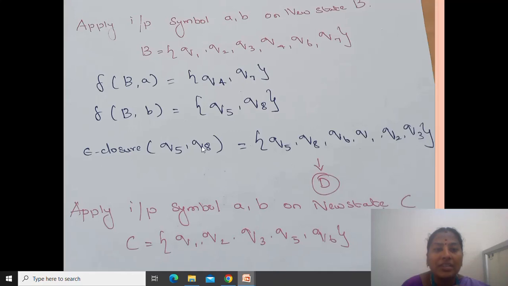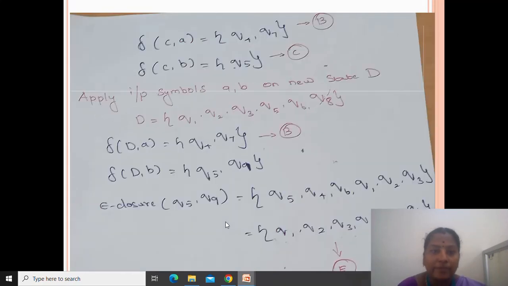Again, we are going to calculate the input symbols A and B on the new state C. So for C, del of C comma A. Del of C comma A means for A transition it goes to Q4 and Q7, and for B transition it goes to Q5. So this is already an existing state. It is not a new state, so it is named as B. Q5 is also an existing state. It is named as C.